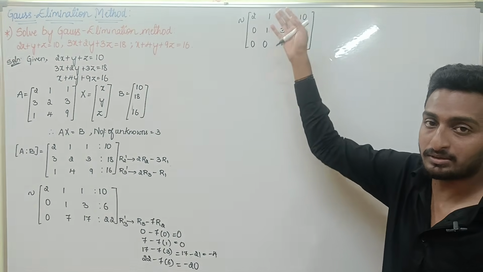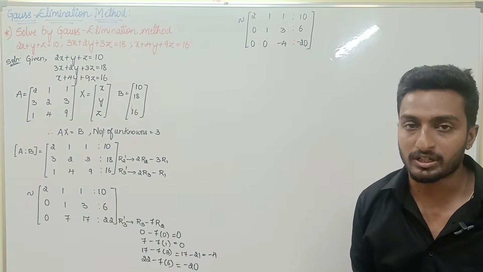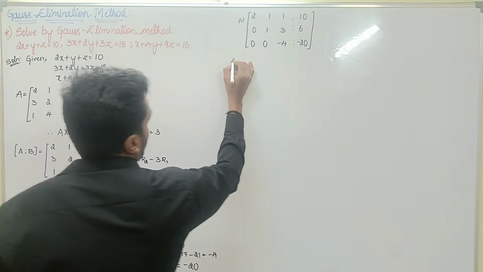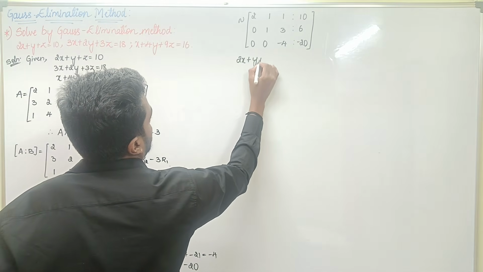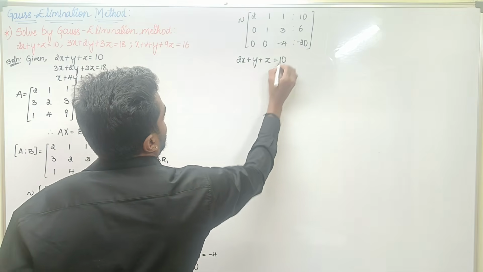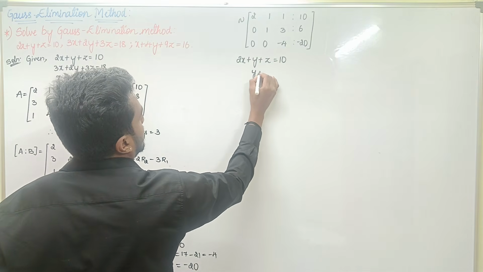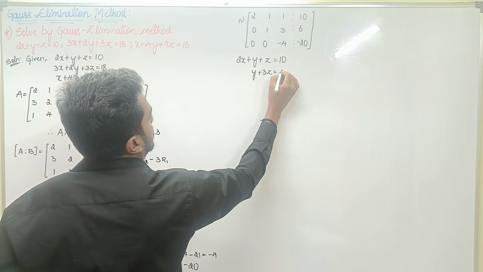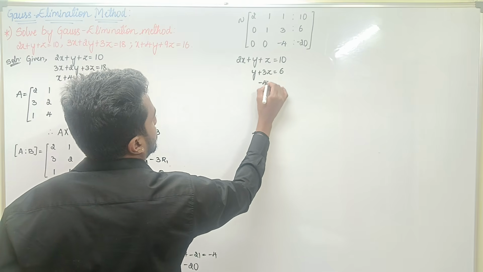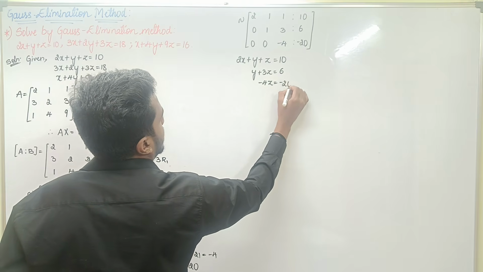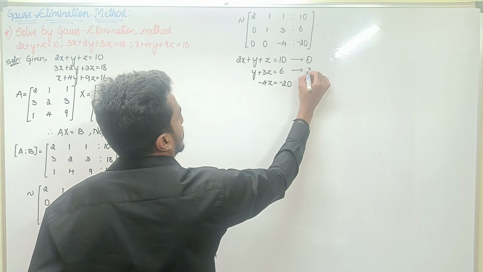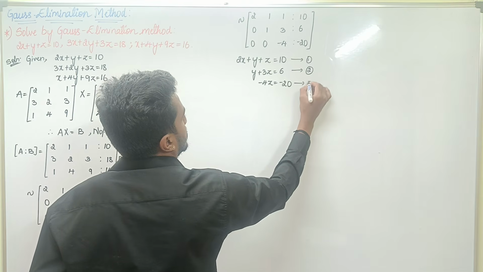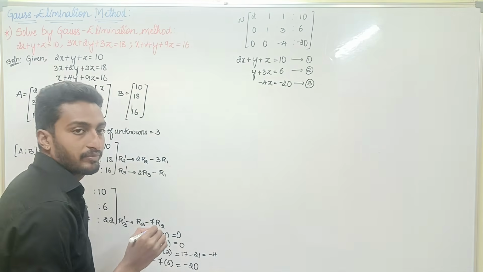Now represent this matrix in linear equation form. That is 2x plus y plus z equal to 10. Next, y plus 3z equal to 6, and minus 4z equal to minus 20. Consider this as equation 1, this as equation 2, and this as equation number 3.